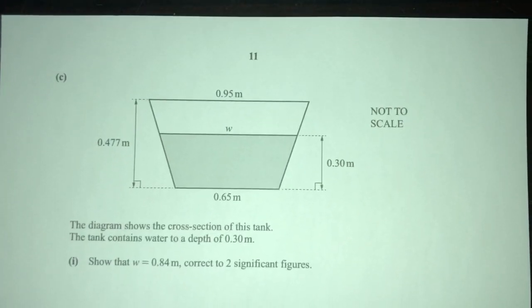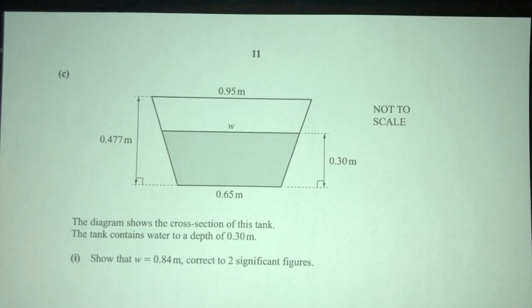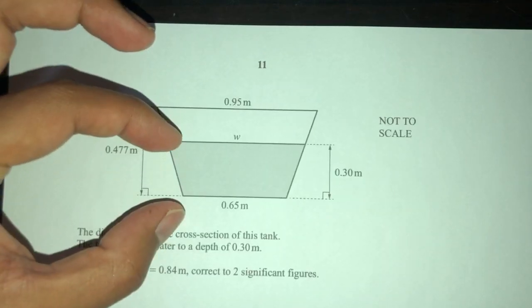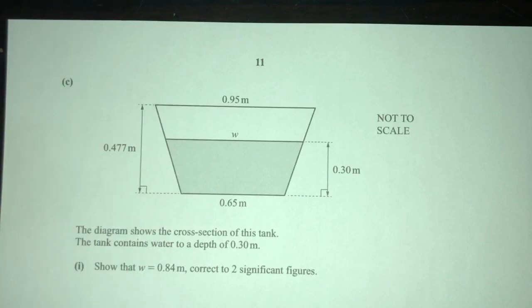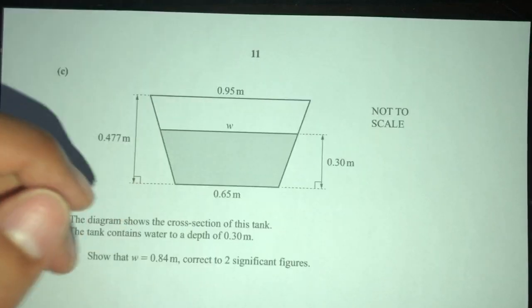Now let's move on to part C of your question. So here we have the same thing. It is the same tank, right? The diagram shows the cross-section of this tank. The tank contains water to a depth of 0.3. Now here we have water to a depth of 0.3. Now we have to show that the value of W is equal to this.